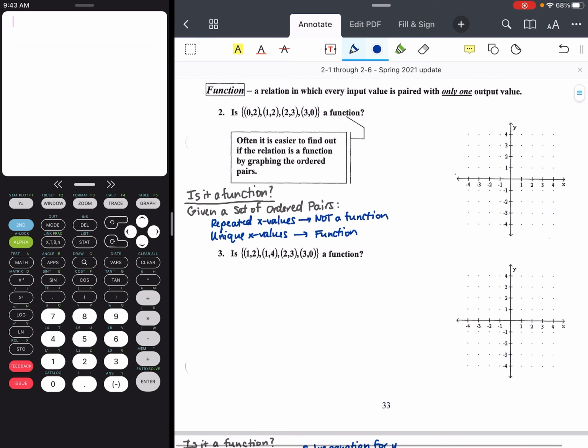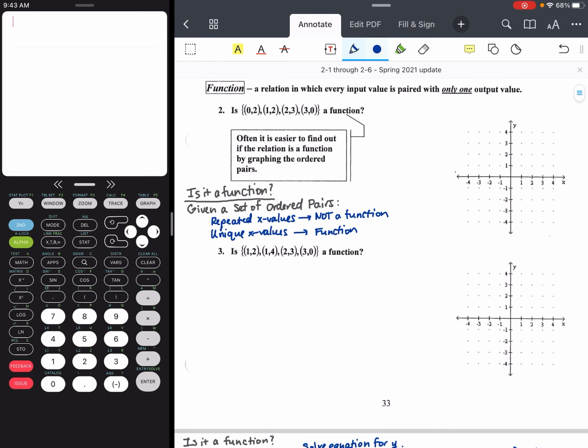All right, so a function. A function is a type of relation in which every input value is paired with only one output value. So each input, x, should produce exactly one y value. It can't produce two y values, then it's not a function anymore. So down here, I wrote the question, is it a function? And we're going to ask this question a few times going forward.